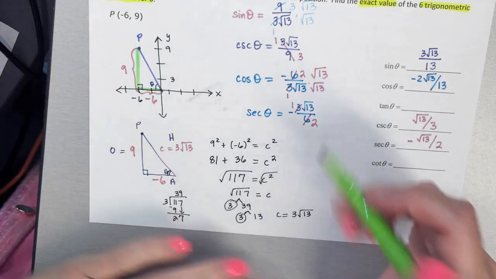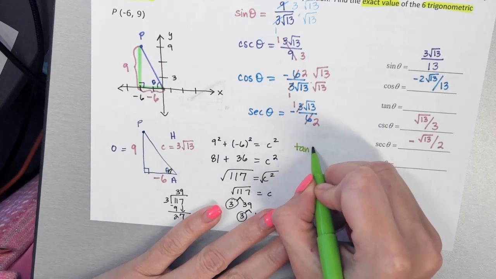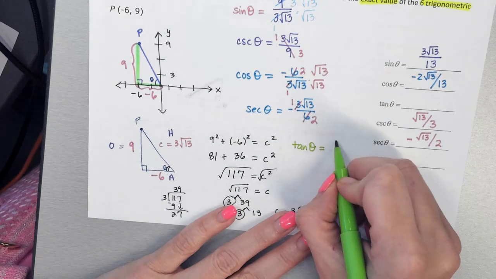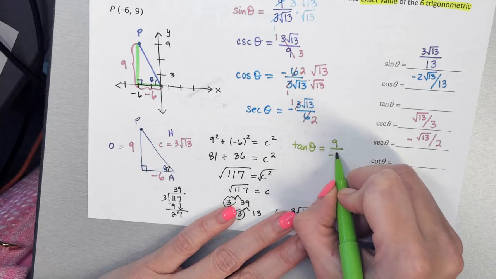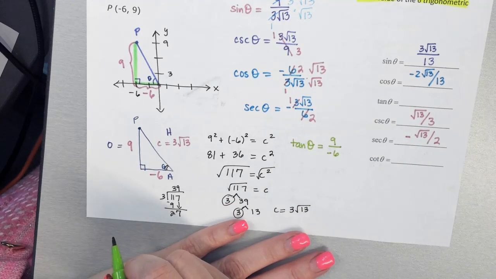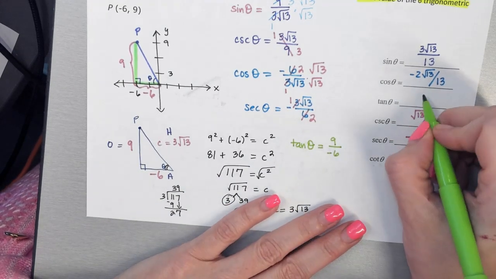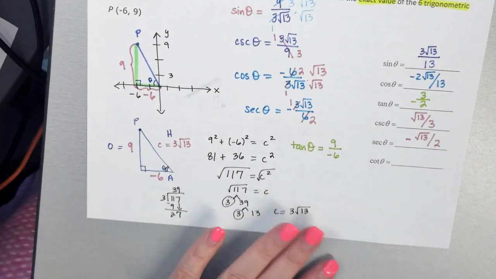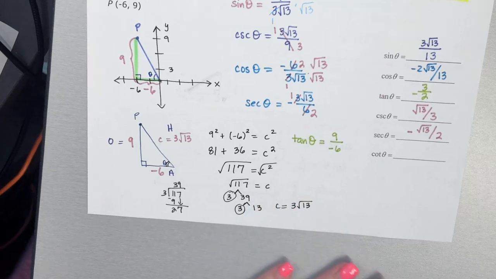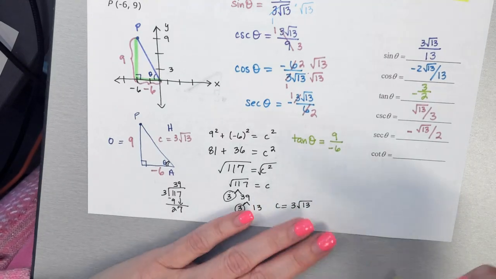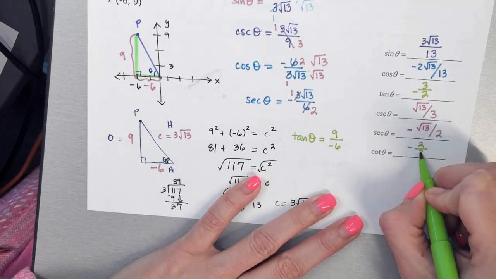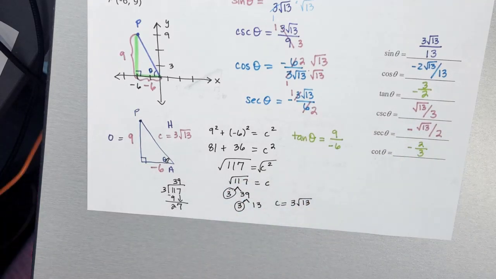Okay, the tangent is the simplest one of this group, because you're going to do the opposite over the adjacent. What goes into both 9 and 6? 3. So if I divide by 3, I'm going to get 3 over negative 2. Again, that negative can go on the top or the bottom or the outside. And then when you flip it for the cotangent, just use the reduced version. Okay?